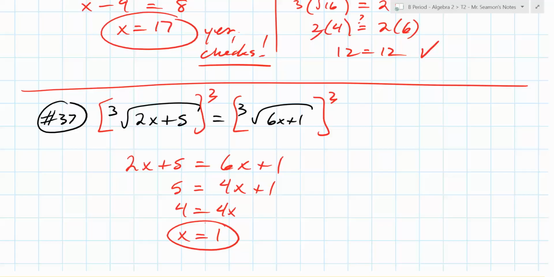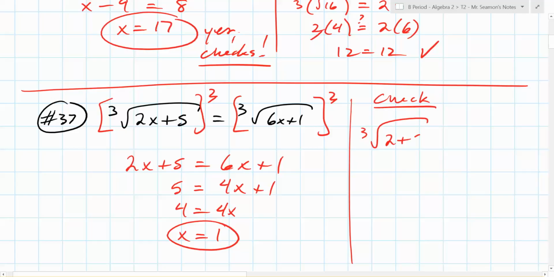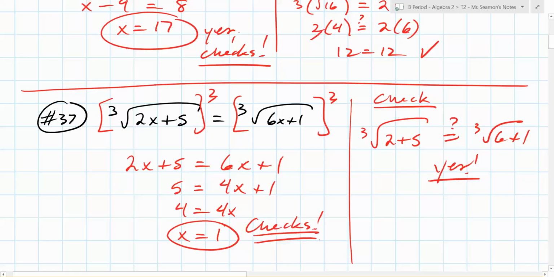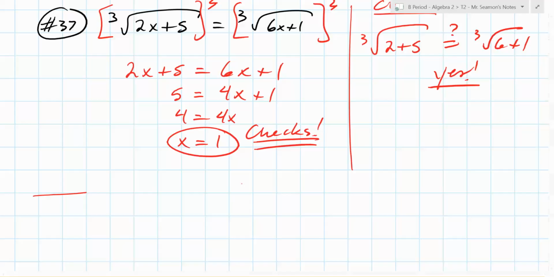It's a rule that will stay with you. In calculus, sometimes we work on these really high-powered functions, and sometimes the kids are tempted to multiply it out because it's correct. They're not doing something that's wrong, but do they need to do that? No. What should we do at this point? Check. Is the cube root of 2 plus 5 equal to the cube root of 6 plus 1? Yes. So does it check? It checks. Yay.